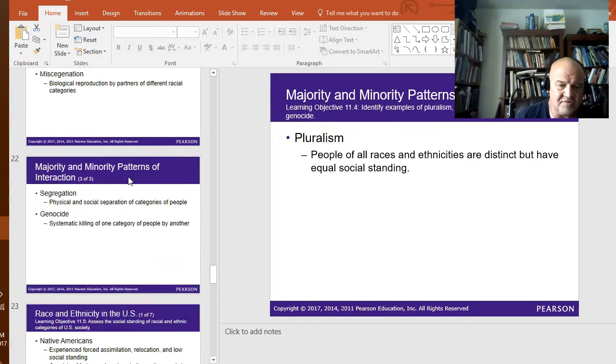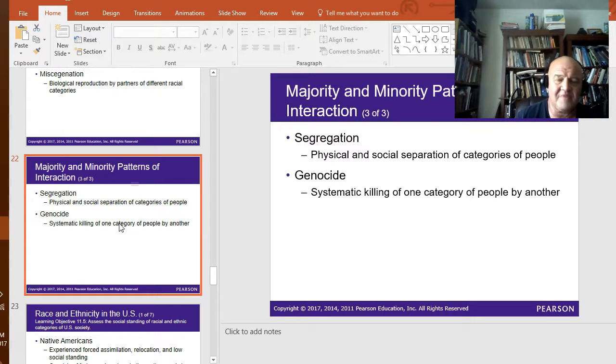Slides 20 through 22 give us 4 patterns. There are 4 patterns of interaction between minority and majority groups, starting with the most benign and going to the most lethal for the minority groups. Okay, so review those.